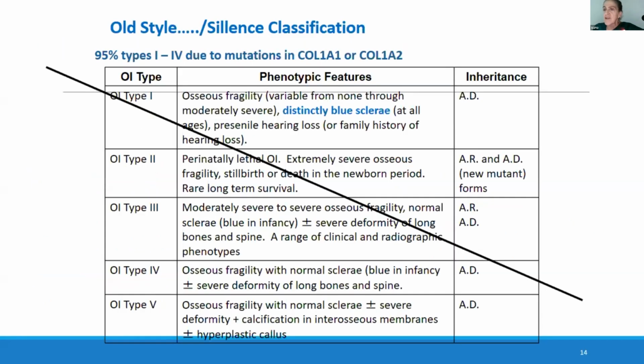I think the Sillence classification of type 1 to type 4 really doesn't apply anymore. It just means it's more severe or less severe in some cases. The very first patient I ever saw actually had type 1 with a COL1A1 mutation. She'd had 150 fractures when I first saw her.